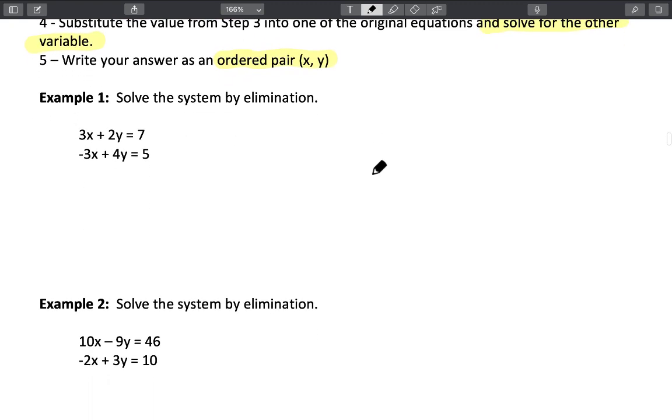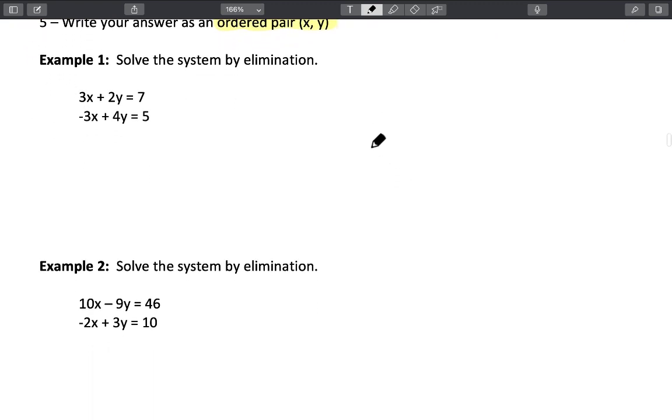All right, let's jump into an example, and I think you'll see what we mean here by solving using this method of elimination. I have the system of equations 3x plus 2y equals 7 and negative 3x plus 4y equals 5. So if I combine these two equations through addition, I will eliminate one of my variables. And here's what we do when we do that.